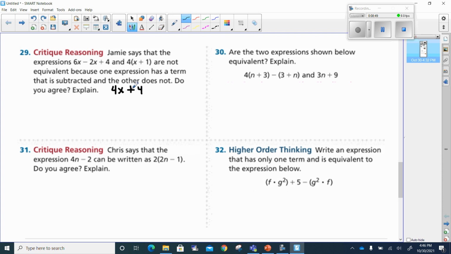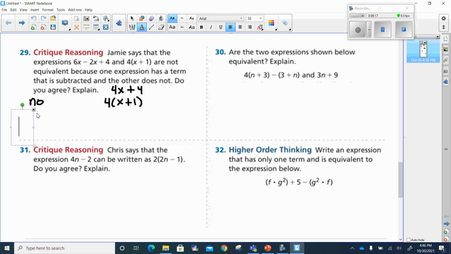Now I can look at these and say, what number is in both of these? Well, 4 is. So I can go ahead and factor it out. And 4 times x is 4x. And 4 times 1 is 4. And so we can see that he is not correct. And that's because both expressions have the same value.